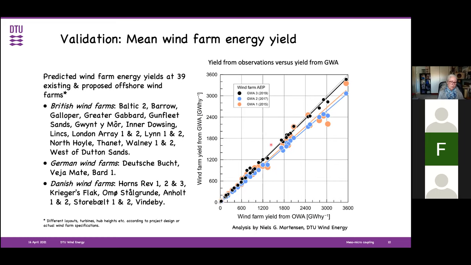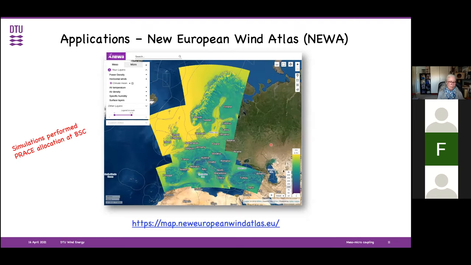How does it perform in complex terrain? It's yet to be found out, because we don't have that many measurements. And that is one of the main problems, that we don't really understand, and we don't know in how many places we're making mistakes. And that's perhaps one of the main things that we need to focus on.